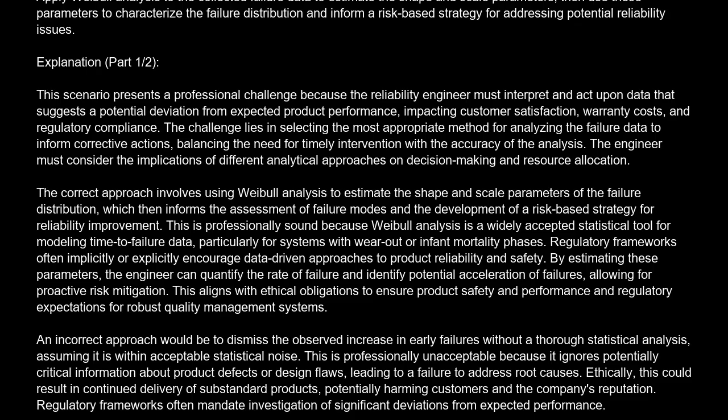An incorrect approach would be to dismiss the observed increase in early failures without a thorough statistical analysis, assuming it is within acceptable statistical noise. This is professionally unacceptable because it ignores potentially critical information about product defects or design flaws, leading to a failure to address root causes. Ethically, this could result in continued delivery of substandard products, potentially harming customers and the company's reputation. Regulatory frameworks often mandate investigation of significant deviations from expected performance.